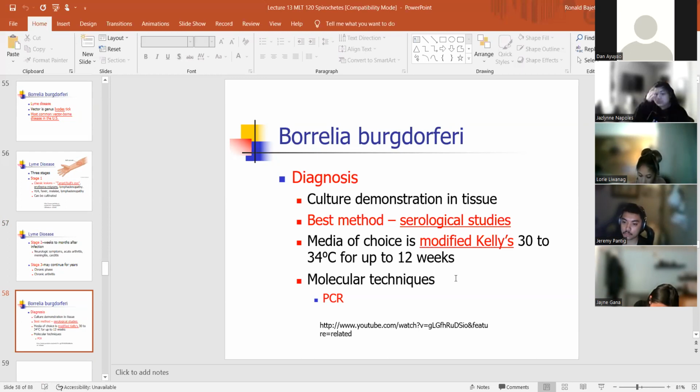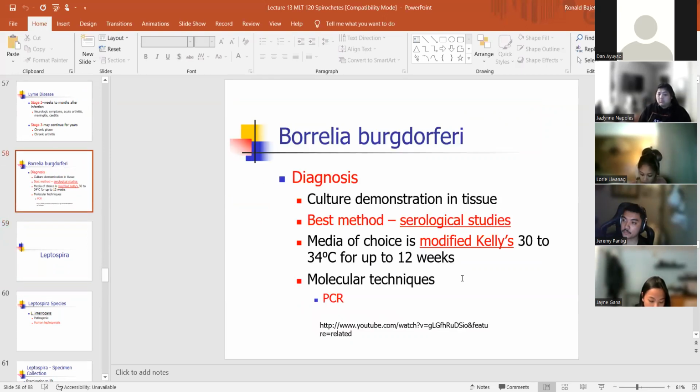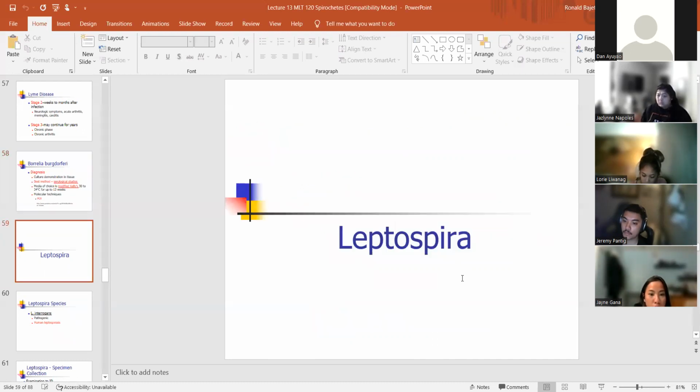And you incubate at 30 to 34 degrees, similar to 37 degrees, up to 12 weeks incubation. So you keep the culture for 12 weeks. Another technique for detecting this organism is molecular or PCR. All right, that's it for Borrelia. So make sure you know best method is serology for Borrelia, and the best media of choice is modified Kelly's.